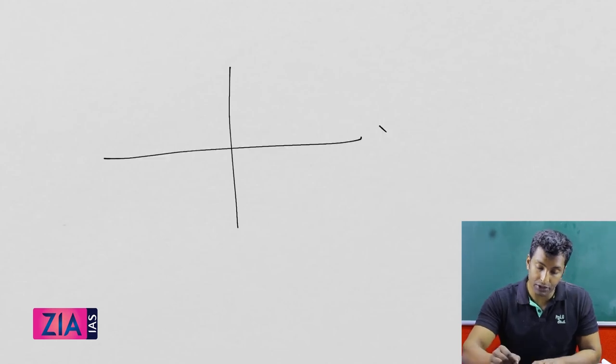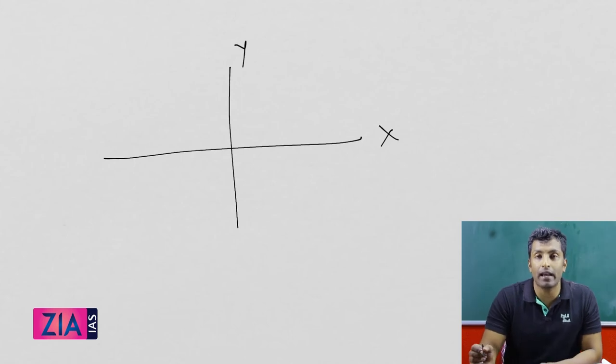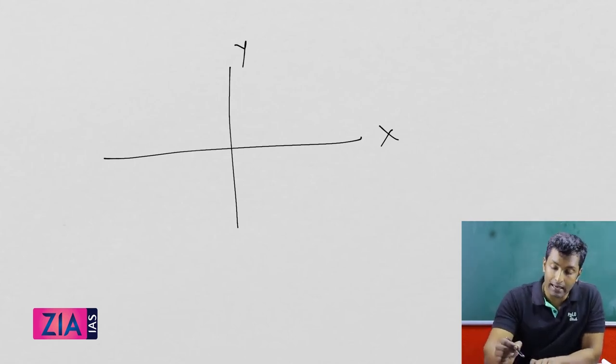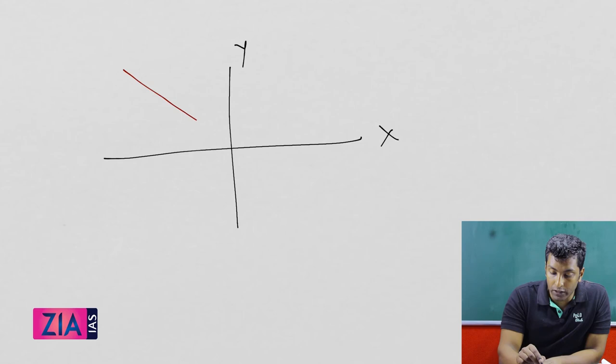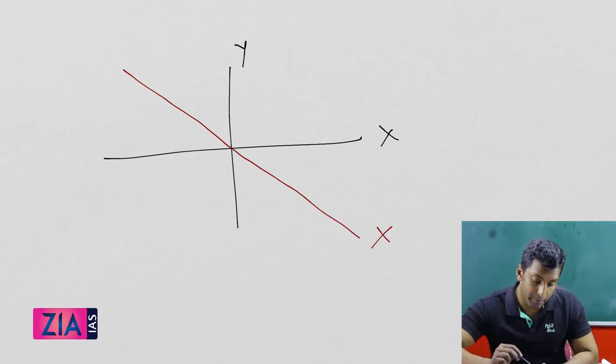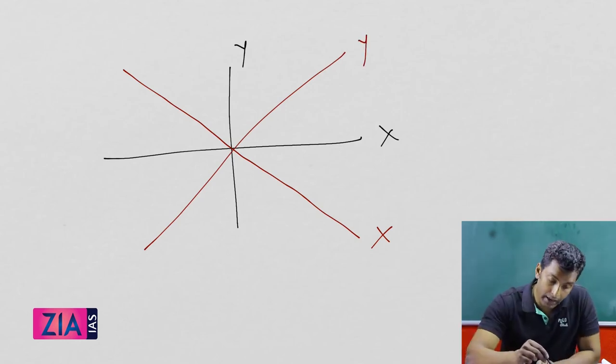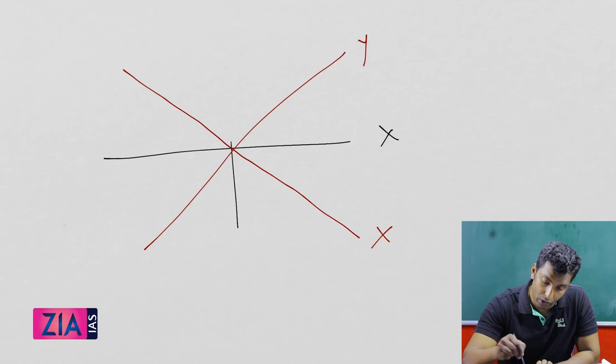Similarly, in the case of rotation of axes, what do you mean by rotation of axes? See, it's like this. This is your x-axis and this is your y-axis. Rotation of axes by 45 degrees. What do you mean by that? I will rotate the x-axis by 45 degrees, so I'll get my new x-axis like this, and I'll rotate my y-axis by 45 degrees, so y will become this. So my new Euclidean plane will look like this.